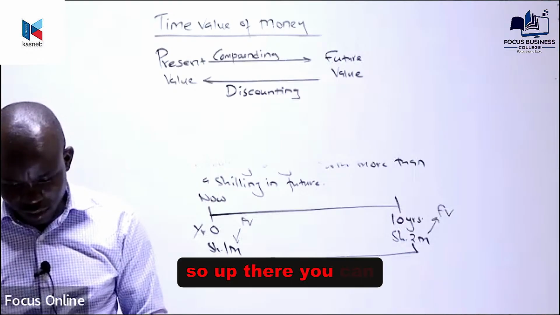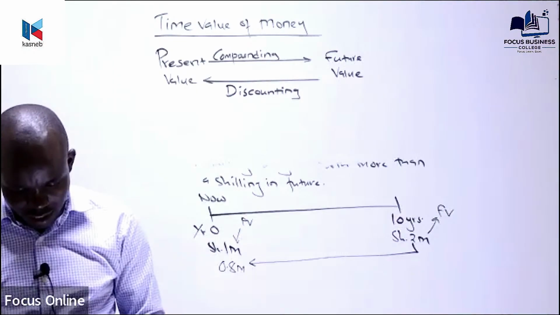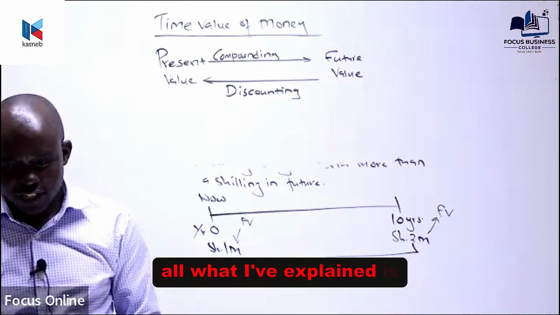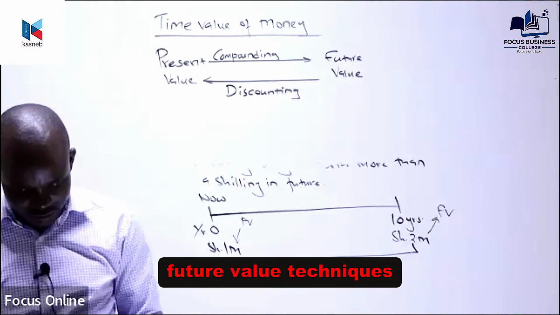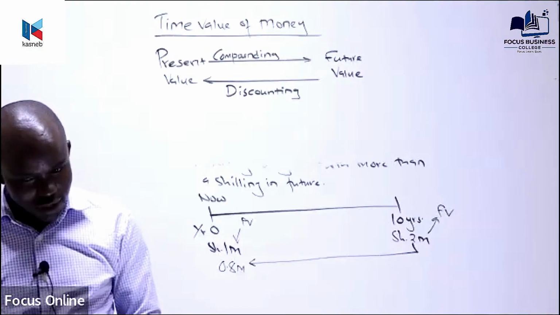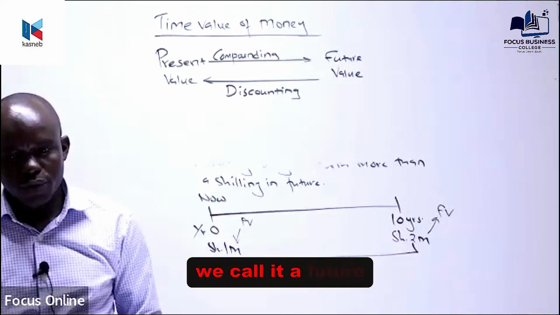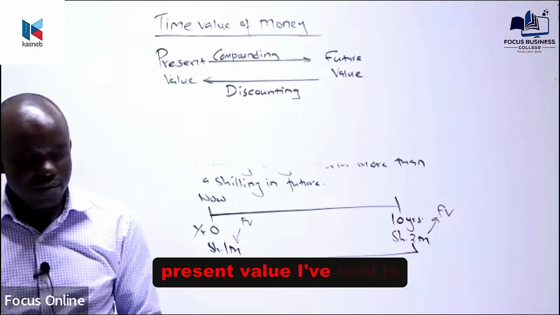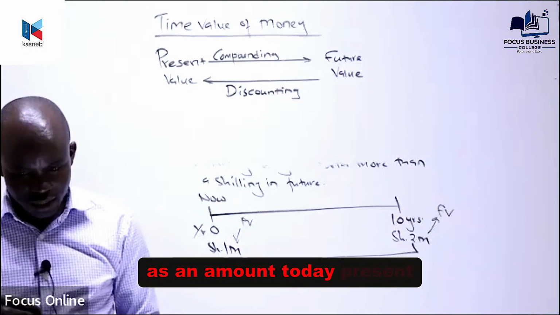So up there, you can see the introduction, concepts of time value of money. Introduction. A shilling today is worth more than a shilling tomorrow. All what I've explained is what you can find there. Future value techniques. You can see there we have future value. That is what I've explained. An amount that will be paid or received in future, we call it a future value. Then we have present value techniques. Present value, I've said, is an amount today.